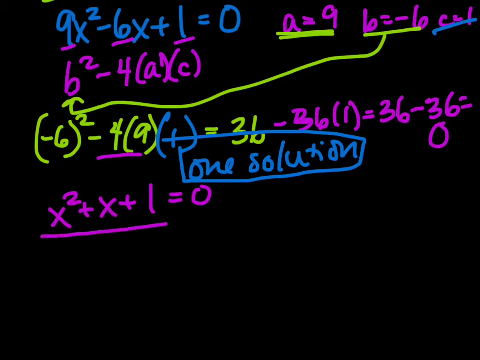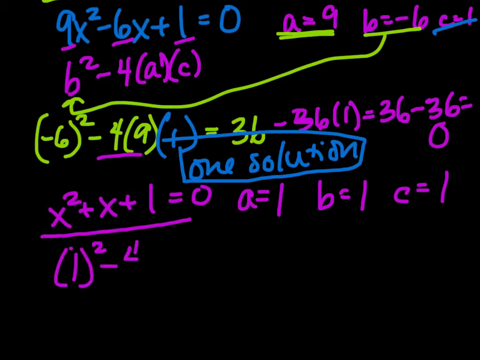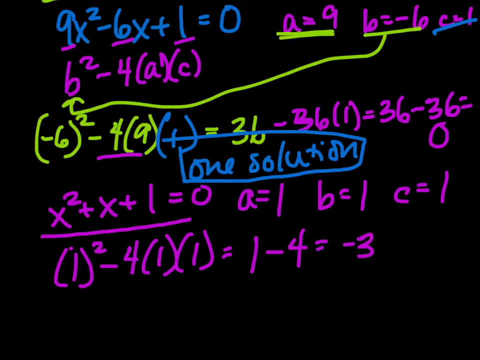And now we have x squared plus x plus 1 equals 0, so a is equal to 1, the b term is equal to 1, and our c term is equal to 1. If we put that into b squared minus 4ac, we have 1 squared, minus 4 times 1, times 1. 1 squared is equal to 1, minus 4 times 1 equals negative 4. So 1 minus 4 is negative 3, and we cannot take the square root of a negative 3, so there are no solutions.